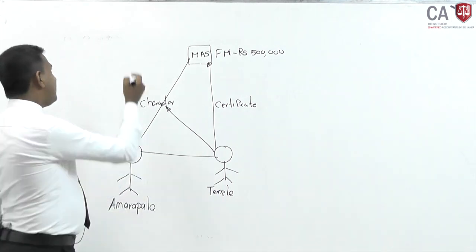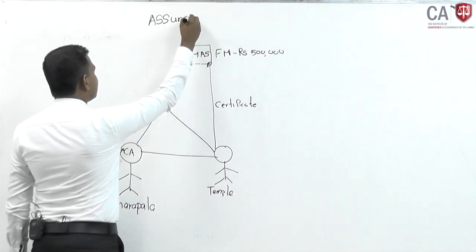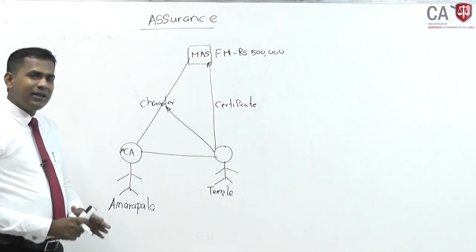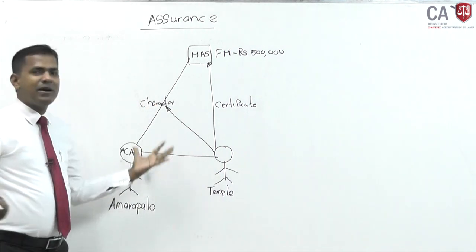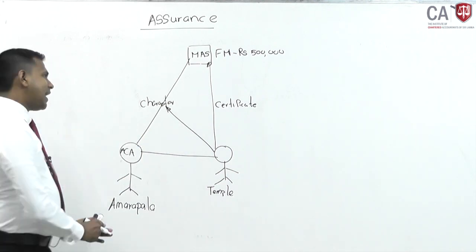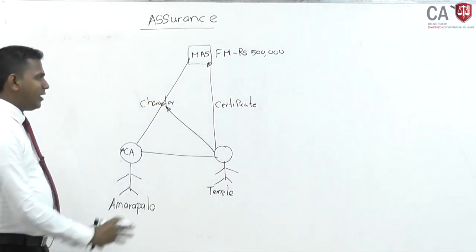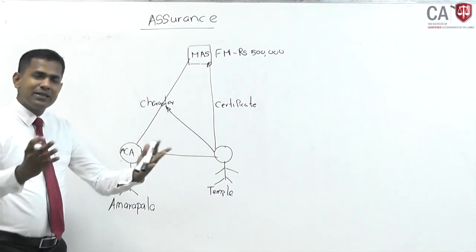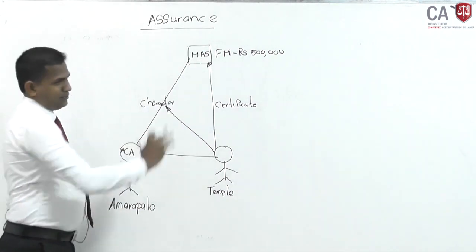So this is simply the definition of this type of thing we call assurance. We call assurance. The assurance means what? Something belongs to someone else, is certified by someone else to another third party. That is called assurance. This diagram can be applied for many things in this world. Now it can be COVID-19, it can be a character, it can be this building, it can be your examination, anything. So therefore, this assurance is a very wider concept.